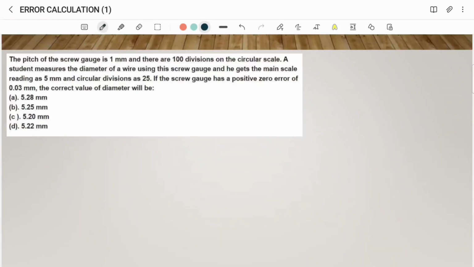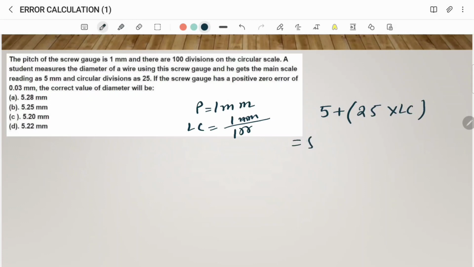The pitch of a screw gauge is given as 1 millimeter, and there are 100 divisions on the circular scale. That means our least count is 1 millimeter divided by 100. A student measures the diameter of a wire using the screw gauge, and he gets the main scale reading as 5 and the circular division as 25. We have to multiply this with the least count to get our final reading, which is 25 into 1 over 100, and this will come in millimeter, of course.